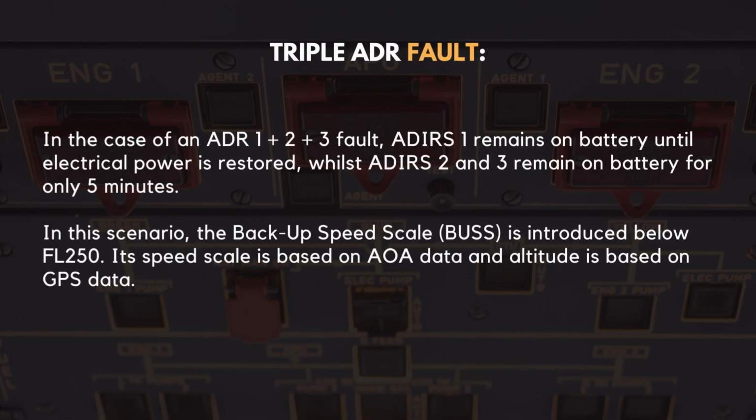In the case of a triple ADR fault, ADIRS 1 remains on battery until electrical power is restored, whilst ADIRS 2 and 3 remain on battery for only 5 minutes. In this scenario, the backup speed scale is introduced below flight level 250. Its speed scale is based on angle of attack data and altitude is based on GPS data.